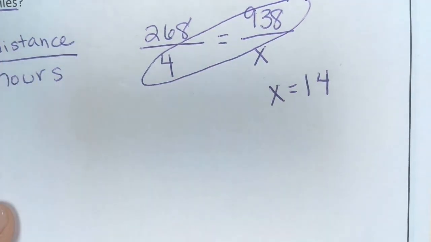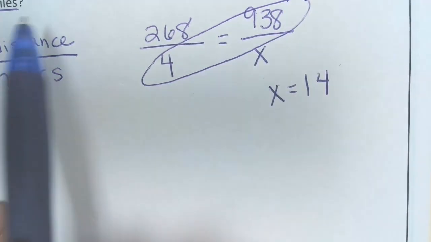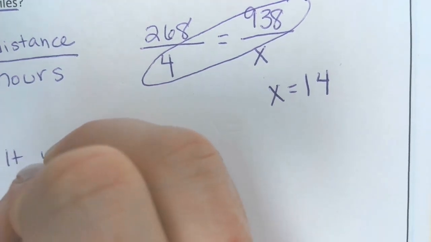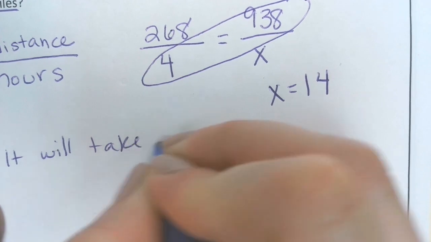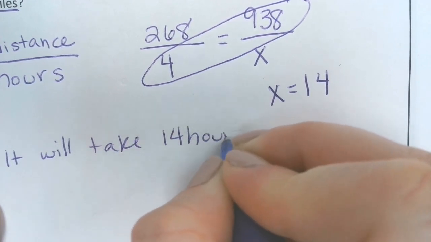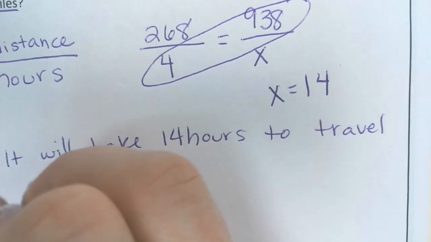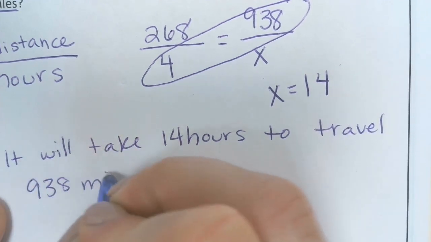So it says, we need to write our sentence. If the truck continues to travel at the same rate, how long will it take for the truck to go 938 miles? It will take 14 hours to travel 938 miles.